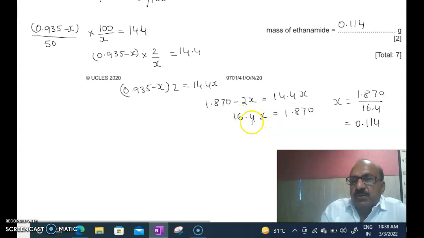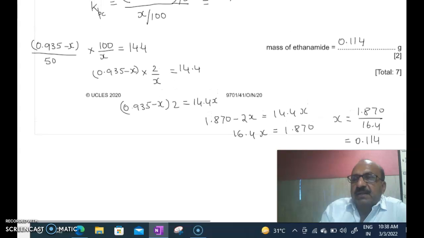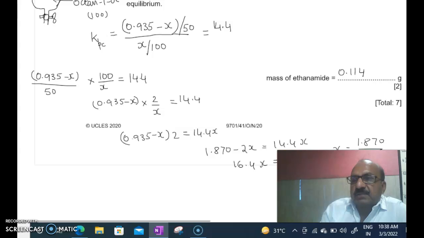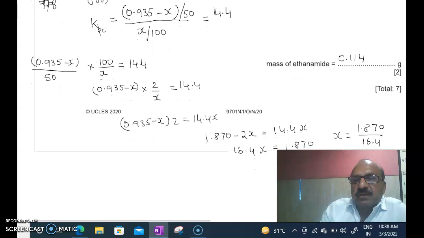And finally you get the equation 16.4X is equal to 1.870 and X is equal to 1.870 divided by 16.4, which turns out to be 0.114. So the amount of ethanamide which would now go into the organic layer has been found to be 0.114 gram. So that is the answer to the question. Hope you understood. Thank you very much.